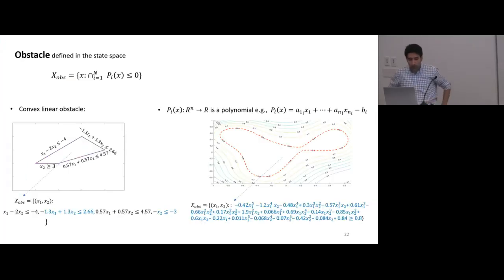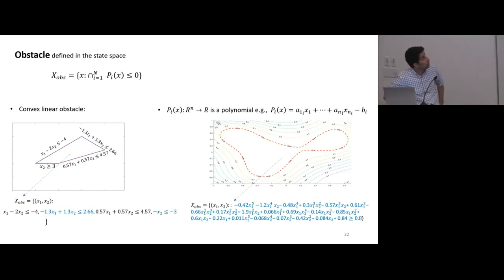Next, we are given an unsafe region in state space that I call an obstacle. This region is described by a set of inequalities. For example, if these inequalities are described by linear constraints, we are going to see some convex polytope in state space, where each edge is described by one of these linear inequalities.